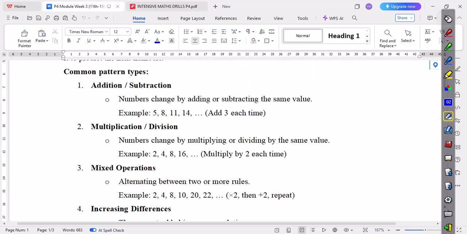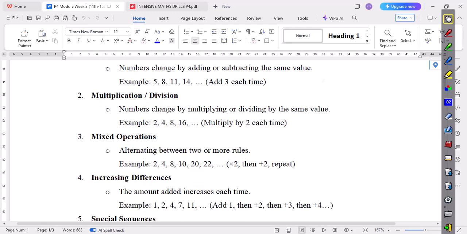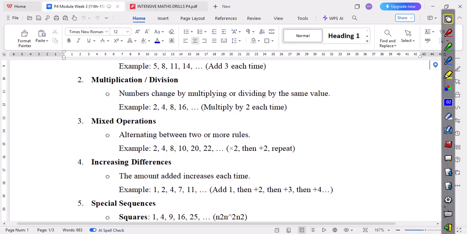The next one we have is multiplication or division. Numbers change by multiplying or dividing by the same value. For example, here we have 2, 4, 8, 16.